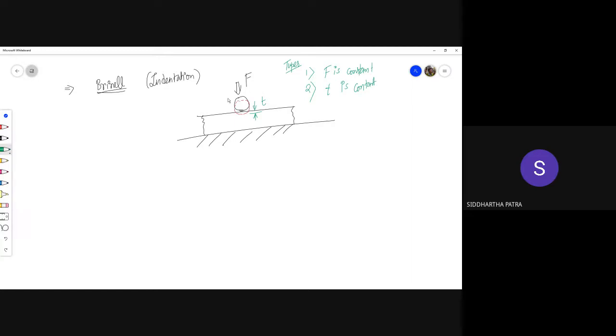Now here we are working with only the first variant. And that F value for the Brinell test is 3000 kg force. That is approximately 30 kilonewton. 1 kg force is 10 newton, or 9.81 newton, so you can do the math. And this indenter is 10 millimeter diameter, and this part is important: hardened steel ball.